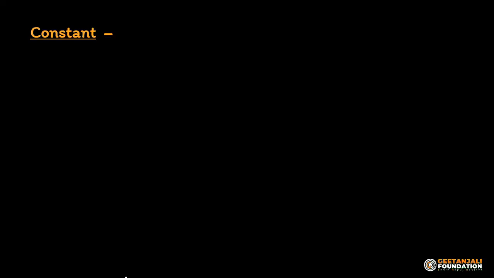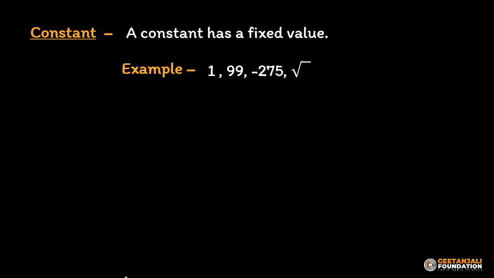So first thing is constant. A constant has a fixed value. As you know, any number or the symbol which has a fixed value comes in this category. It may be a negative number, positive number, square, square root, cube, anything which has a fixed value will come in this category. Like here 199, minus 275, square root of 2 and pi. Pi also has a fixed value. Its value is 22 by 7. Wherever you will use this pi, its value is fixed. So this also comes in the category of constant.